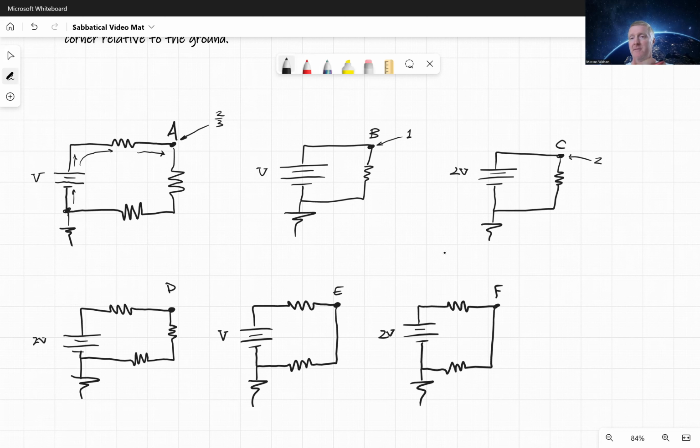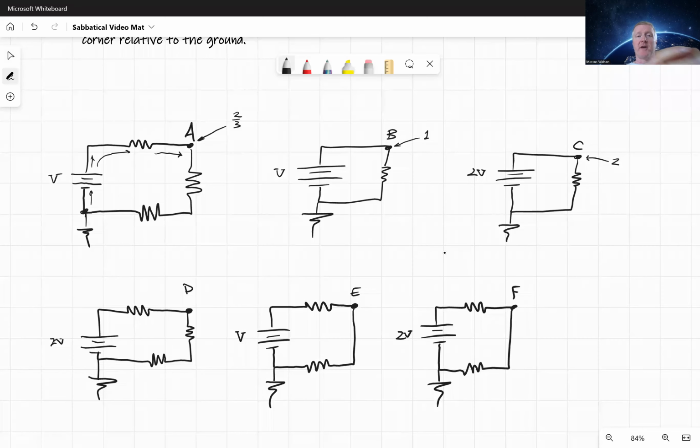There'll be 2 V's left, right? So we're going to go down here. So far, we've got 2/3 in A, we've got 1 in B, and we've got 2 in C. Go ahead and take a look at the other three. See if you can come up with what we have going on in D.